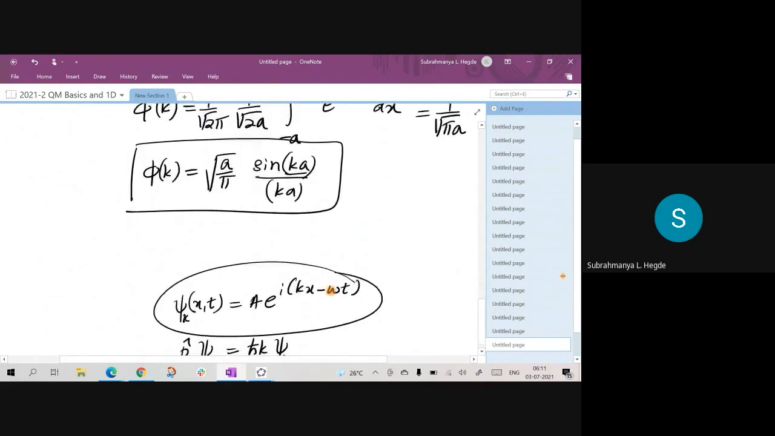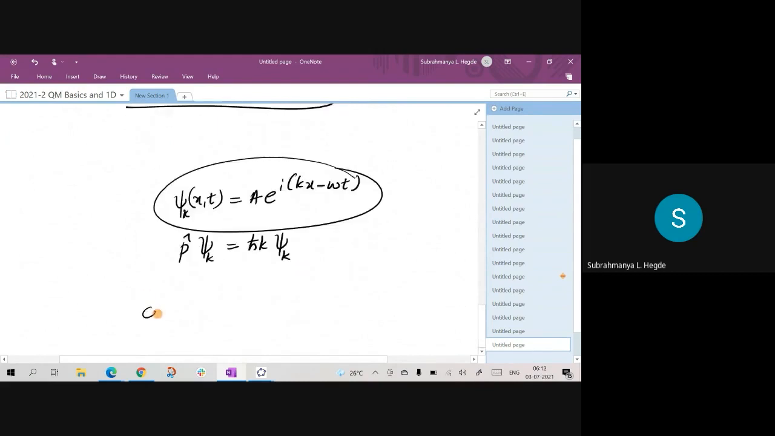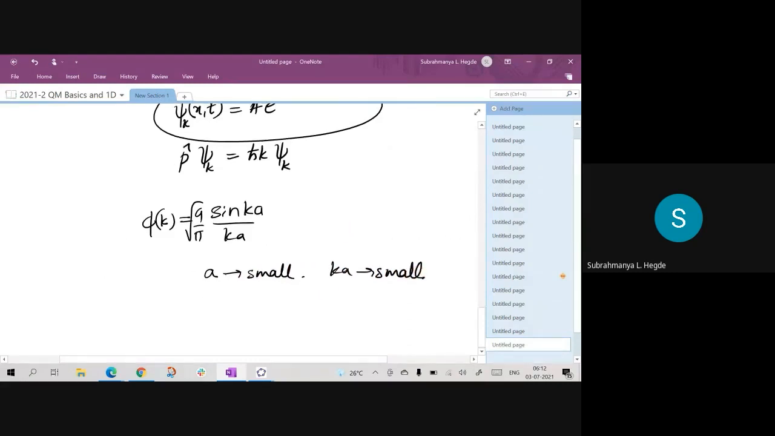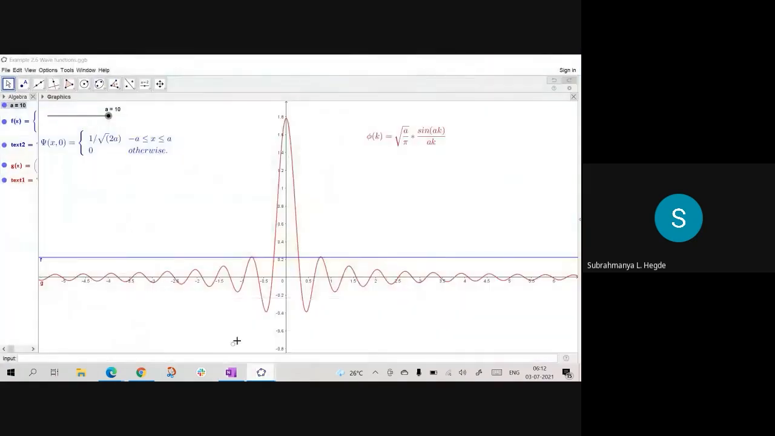So this is sine Ka divided by Ka, psi of k is sine Ka divided by Ka times root of A by pi, isn't it? Now, when this A is very small, Ka is also small, isn't it? When A is very small, K is very small. In that case, psi k, if you want to plot that without any graph, you should be able to do that. Psi k is nearly equal to root of A by pi times sine theta by theta. When theta is very small, sine theta by theta is nearly equal to 1. So this is nearly a constant. That's what I wanted to show here. So when A is very small here, what happens?